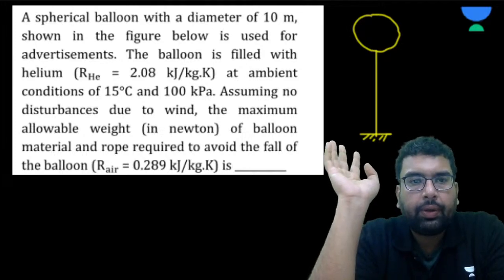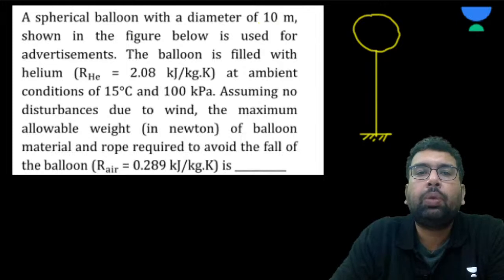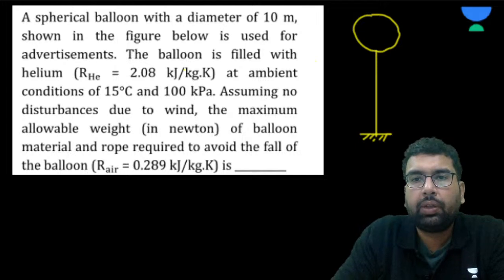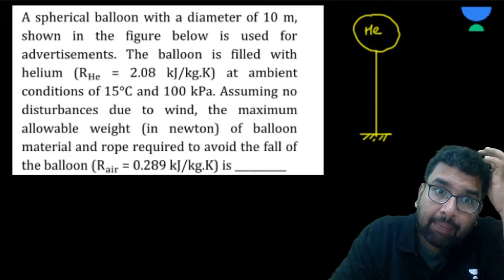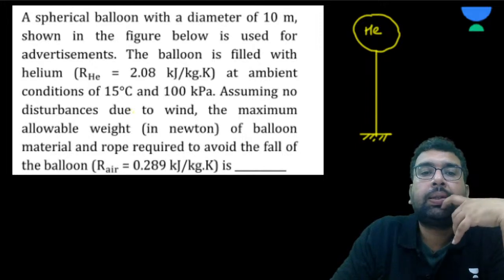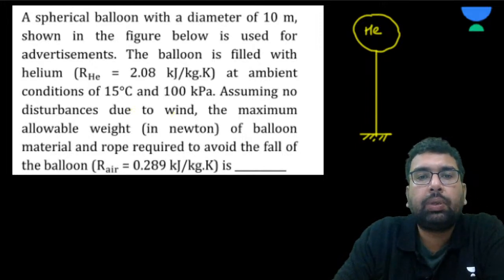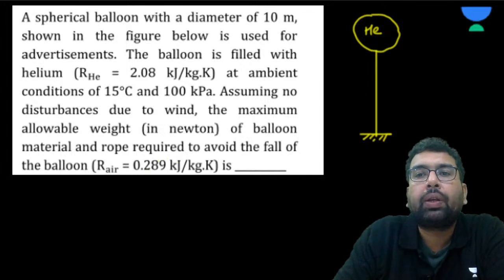Okay. So now see, a spherical balloon with diameter 10 meters, shown in the figure below, is used for advertisements. The balloon is filled with helium at ambient condition, that is temperature and pressure is given. Assuming no disturbance due to wind, what is the maximum allowable weight of the balloon material and rope required to avoid the fall of the balloon?